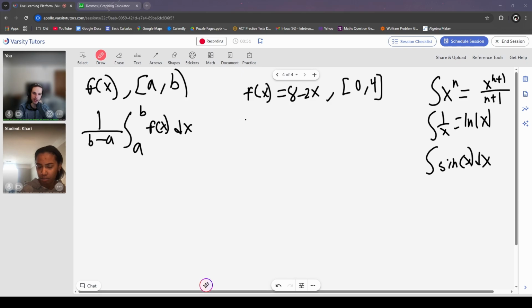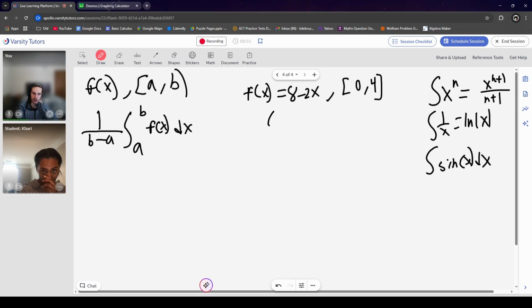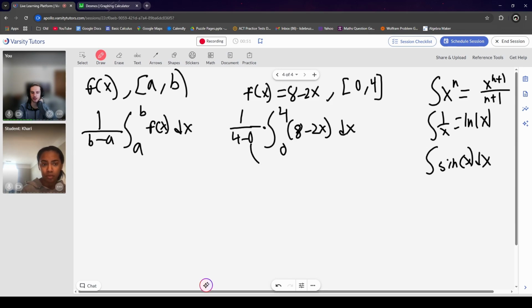Yeah. So we have the integral from 0 to 4 of the function 8 minus 2x dx. We have that term, the 1 over 4 minus 0. The average value is going to be all of this, so you'll have to calculate the integral. Okay.